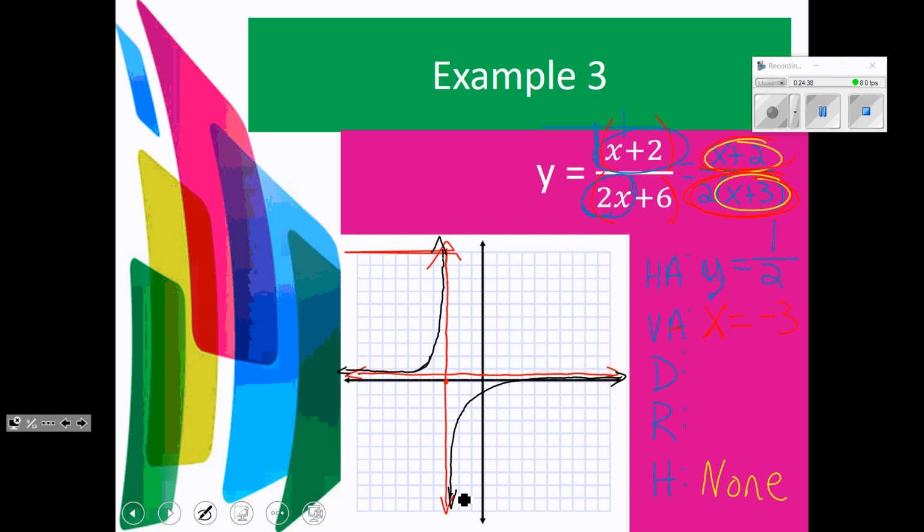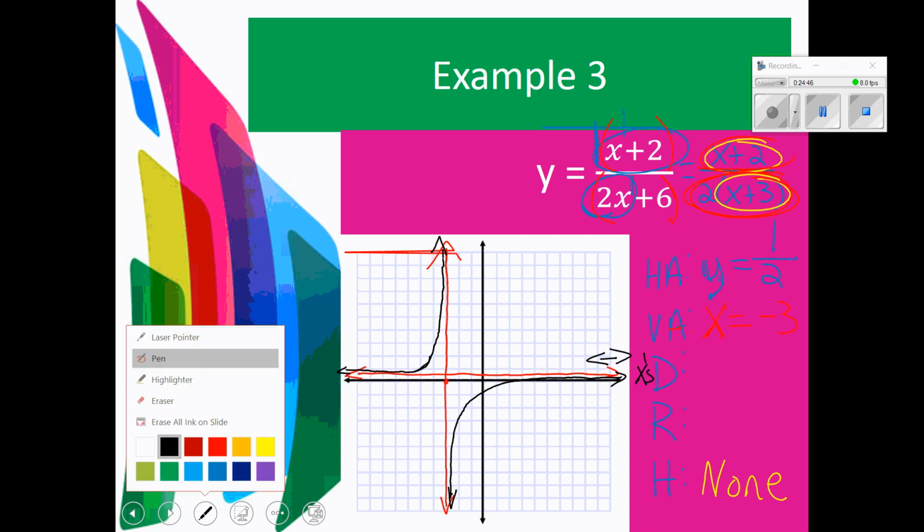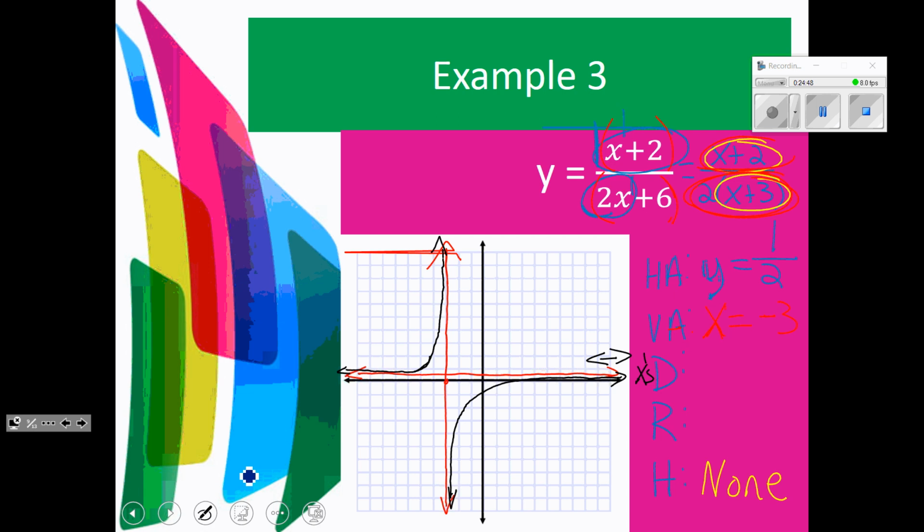Okay, so let's talk about domain. Domain are our x's, and x's run right and left. So let's think about this. How far to the left does this go? This goes forever, because you can look at that arrow. How far to the right? You can look at this arrow. It goes forever to the right.